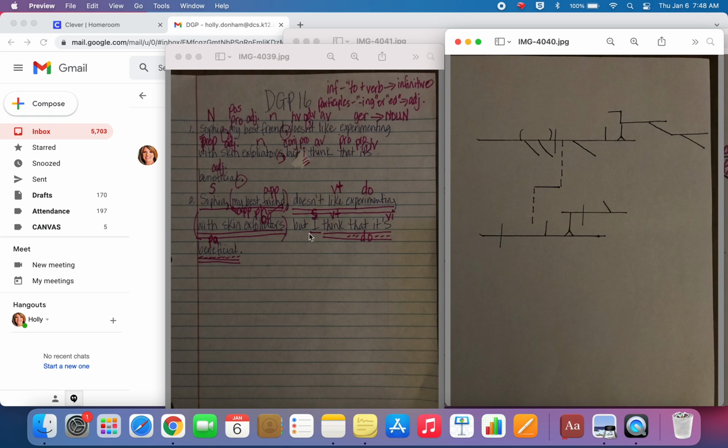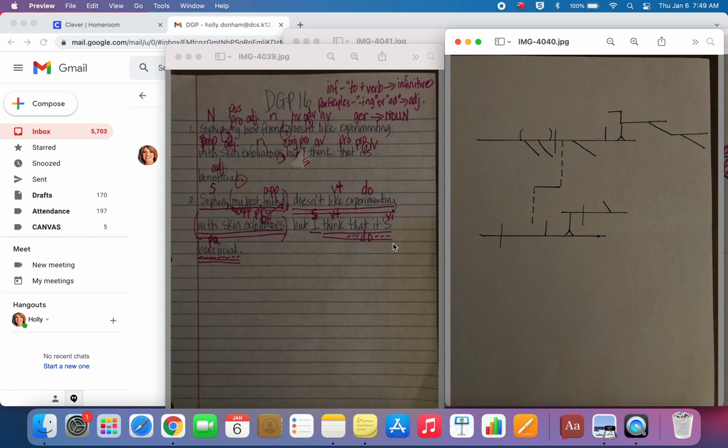And then you're going to go down here and ask yourself, I think what? That it's beneficial. So this phrase, not just one word, because that is not enough. It doesn't tell you enough. So you're going to underline the entire phrase. I used dotted lines because I already have all these other lines going on. So that it's beneficial. I labeled it as the direct object and put a dotted line underneath that short phrase.